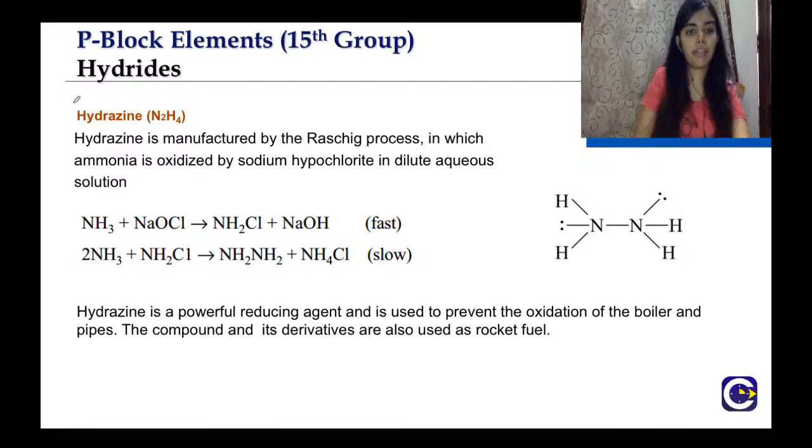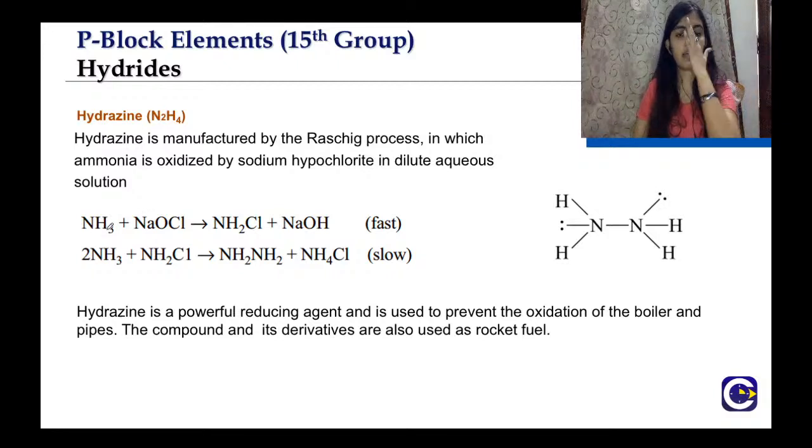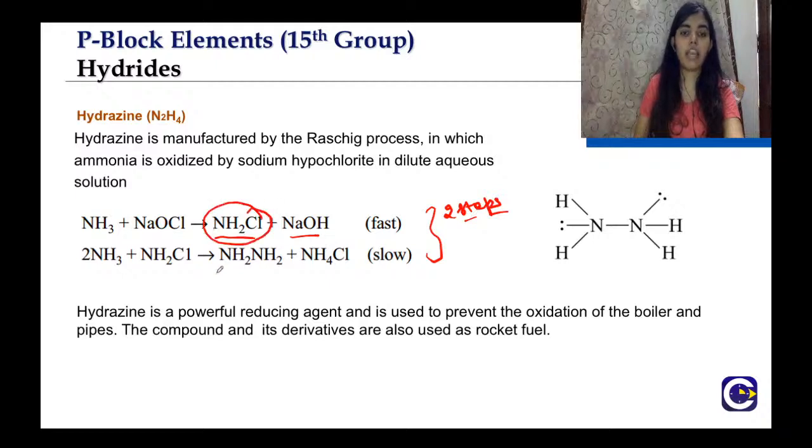Now next, see hydrazine here. Hydrazine is basically N2H4. So hydrazine is manufactured by the Raschig process, right, in which ammonia is oxidized by sodium hypochlorite in dilute aqueous solution. So here, if you see, ammonia is treated with sodium hypochlorite and it is forming NH2Cl plus NaOH. So this is a fast reaction. It is happening basically in 2 steps, right? And this particular ammonia will now react with NH2Cl and form hydrazine. Now this process is known as the Raschig process.